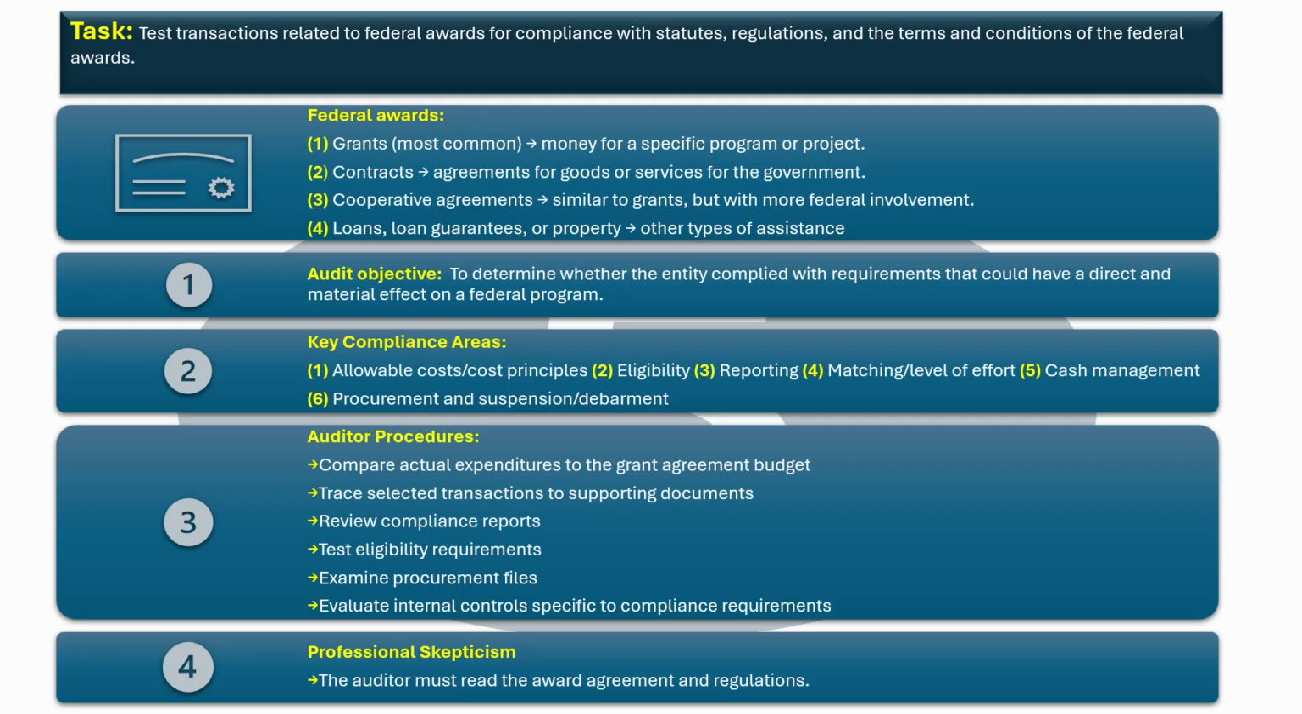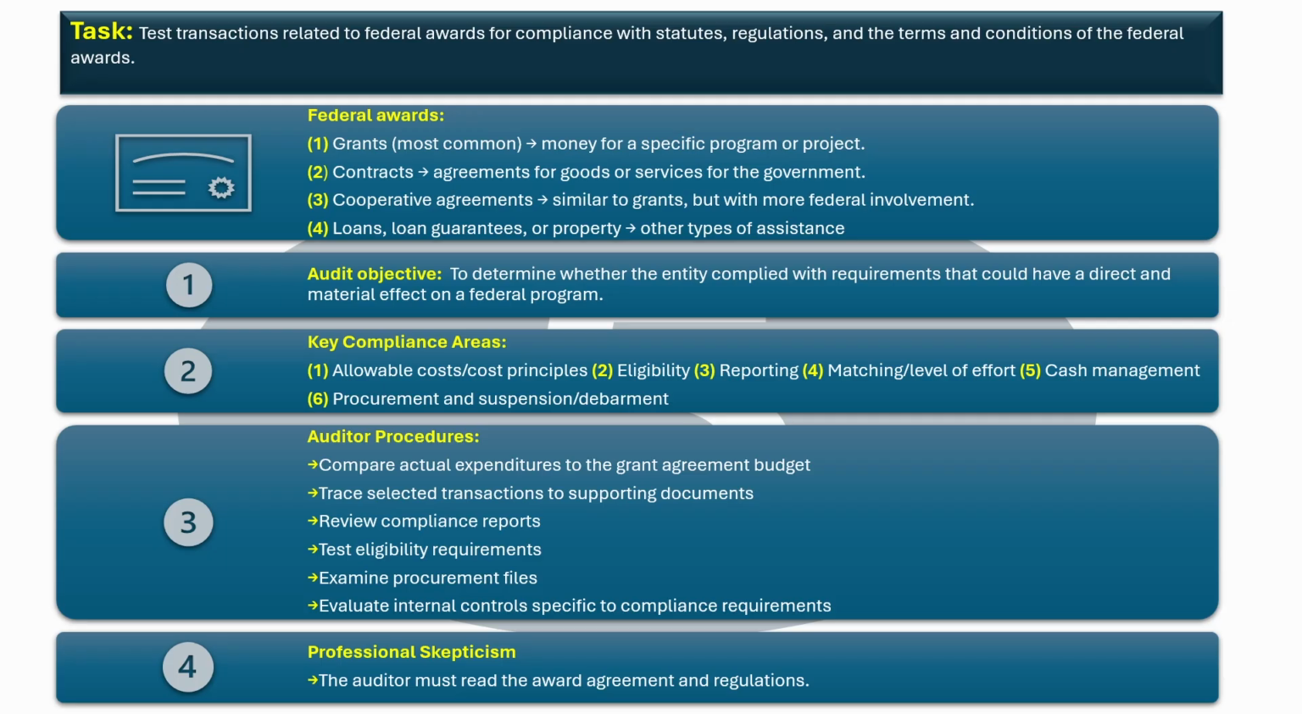3. Auditor procedures. Compare actual expenditures to the grant agreement budget to confirm funds were used as approved. Trace selected transactions to supporting documents, invoices, payroll records, contracts, to ensure they are allowable and properly supported. Review compliance reports to confirm timely and accurate submission. Test eligibility requirements by reviewing participant records. Examine procurement files to verify compliance with competitive bidding and contractor eligibility rules. Evaluate internal controls specific to compliance requirements.